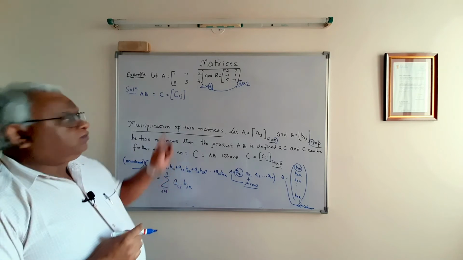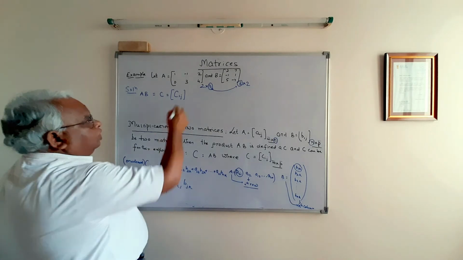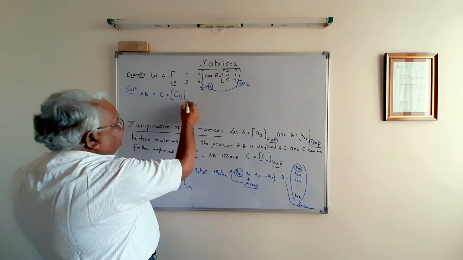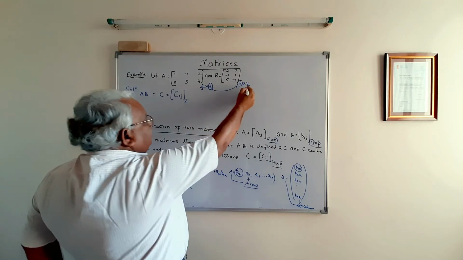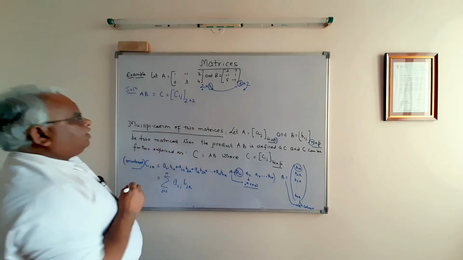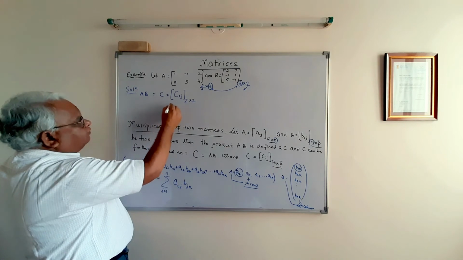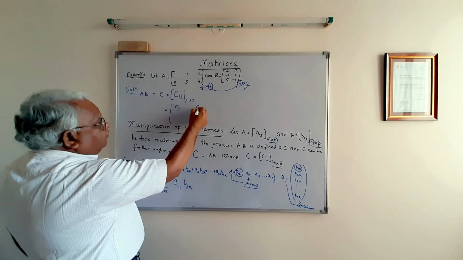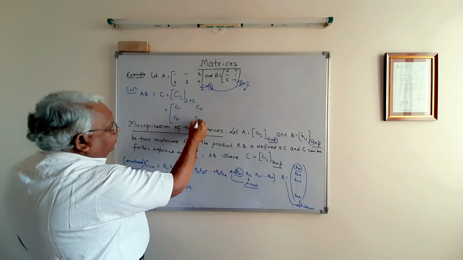Can anybody tell me what will be the order of this resultant? Yes, the order of the resultant will come from here. This will occupy this place. This is row, so it will take the position of row, and this will come second. So the order of the resultant is defined as 2 cross 2. So basically, I am looking for C11, C12, C21 and C22.